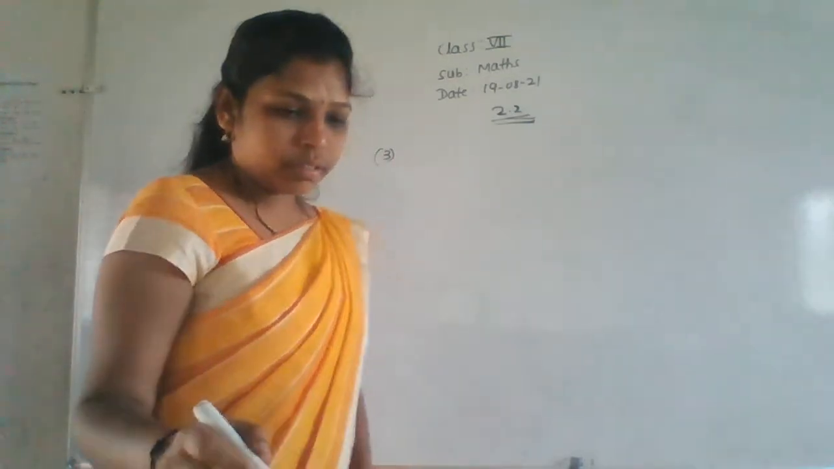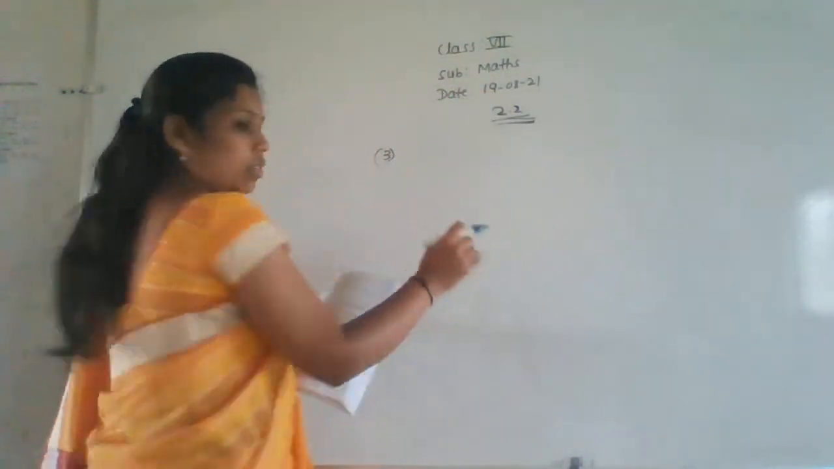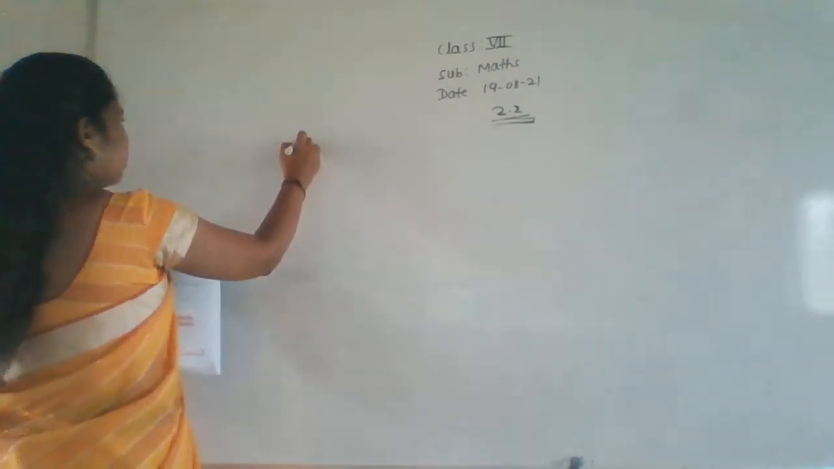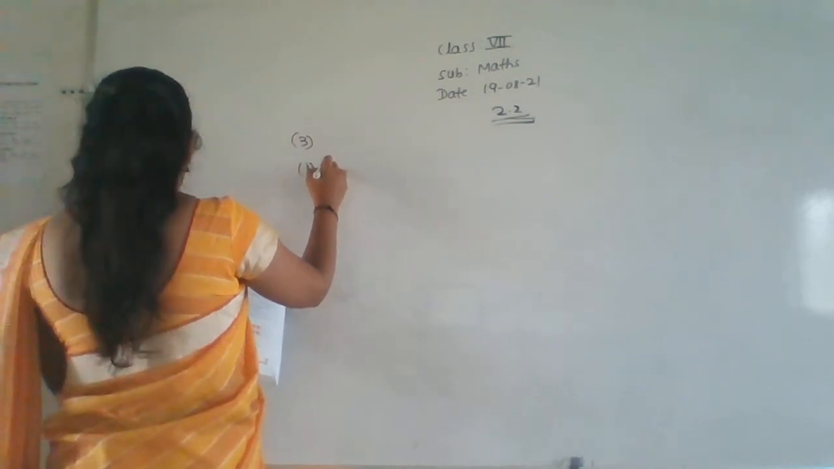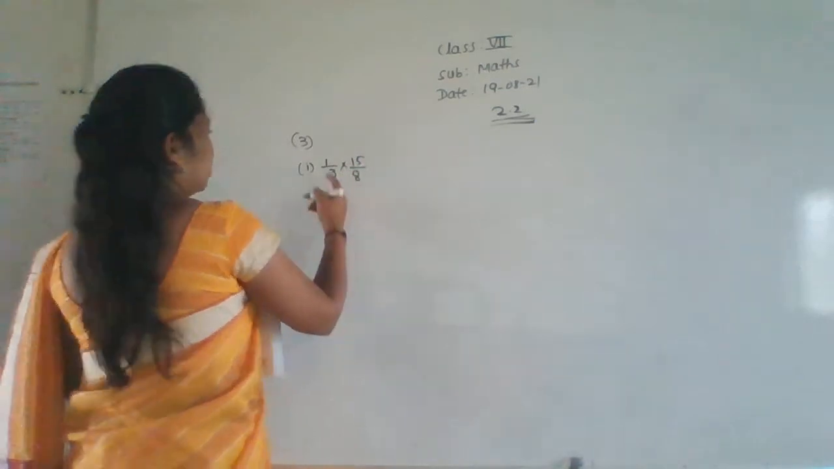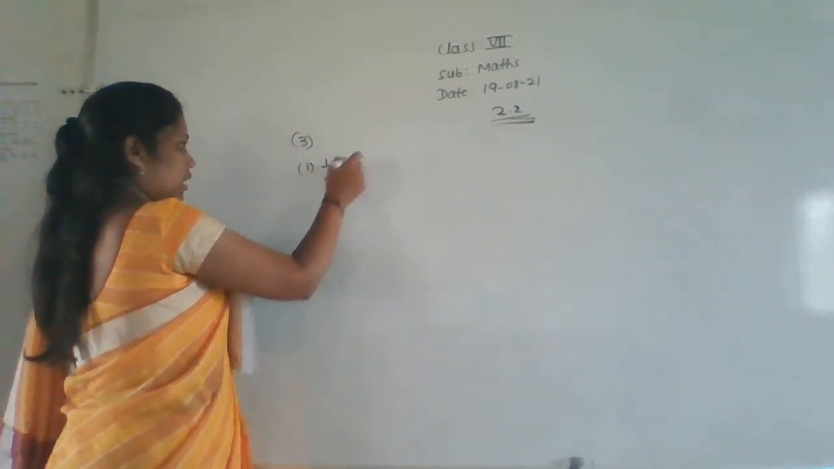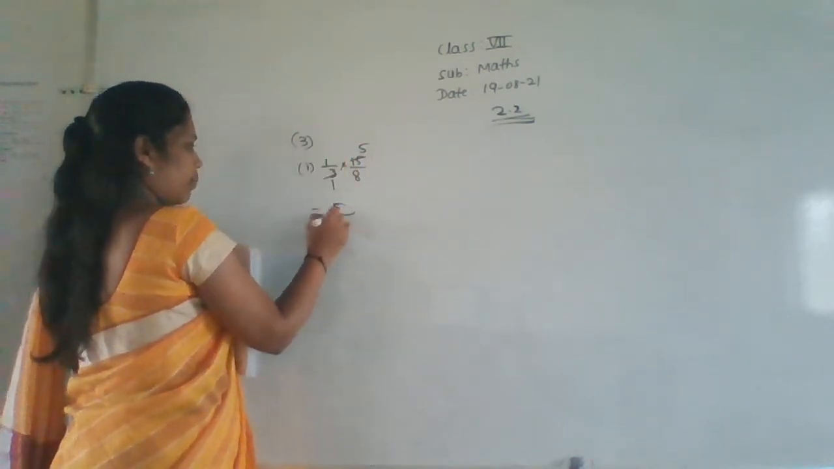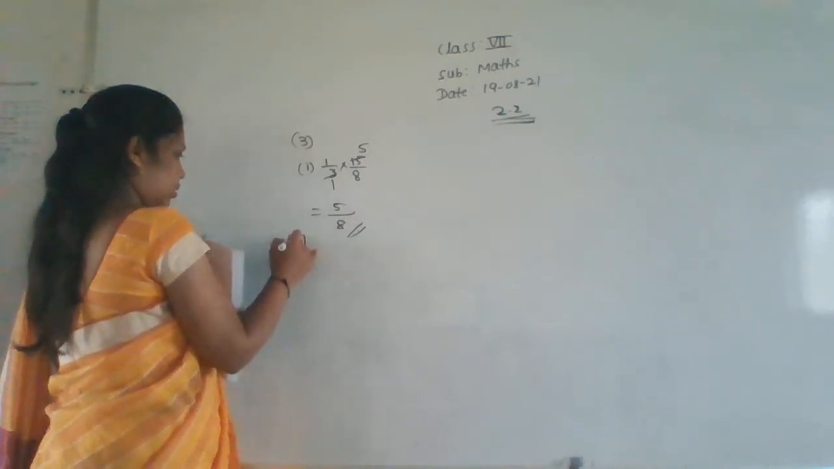Third main. First one. 1 by 3 into 15 by 8. See here, cross. These two are in the same table. 3 ones are 3, 3 fives are 15. Next, 5 into 1 is 5. 1 into 8 is 8. 5 by 8 is the answer.